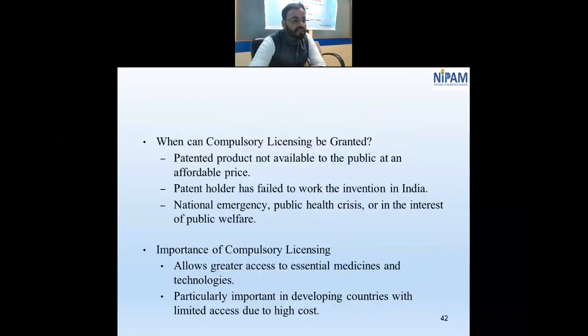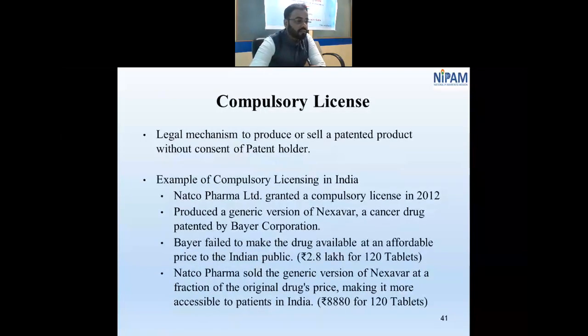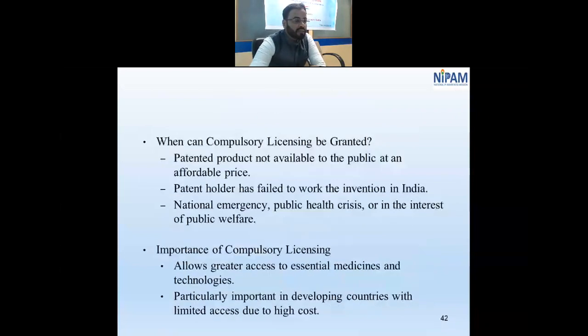What are those conditions? When can compulsory license be granted? When a patented product is not available to the public at an affordable price. As we have seen in this particular case, this medicine Nexavar was not available to the general public at an affordable price. The government had to intervene and provided compulsory license to another firm, even though Bayer Pharma was holding patent rights over this particular drug.